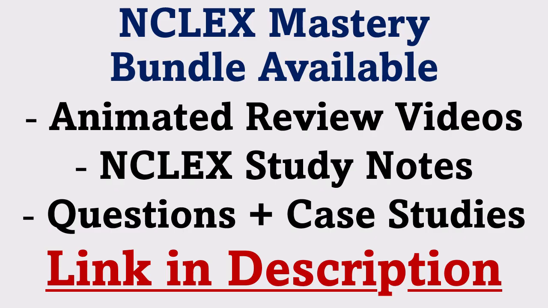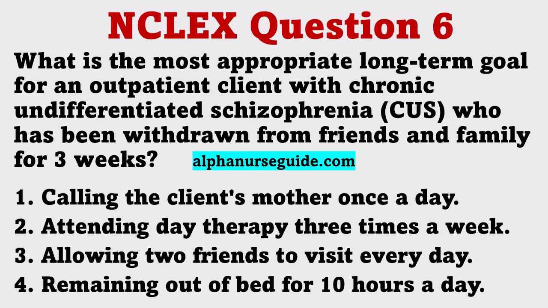Back to the questions. What is the most appropriate long-term goal for an outpatient client with chronic undifferentiated schizophrenia who has been withdrawn from friends and family for 3 weeks? 1. Calling the client's mother once a day. 2. Attending day therapy 3 times a week. 3. Allowing 2 friends a visit every day. 4. Remaining out of bed for 10 hours a day.